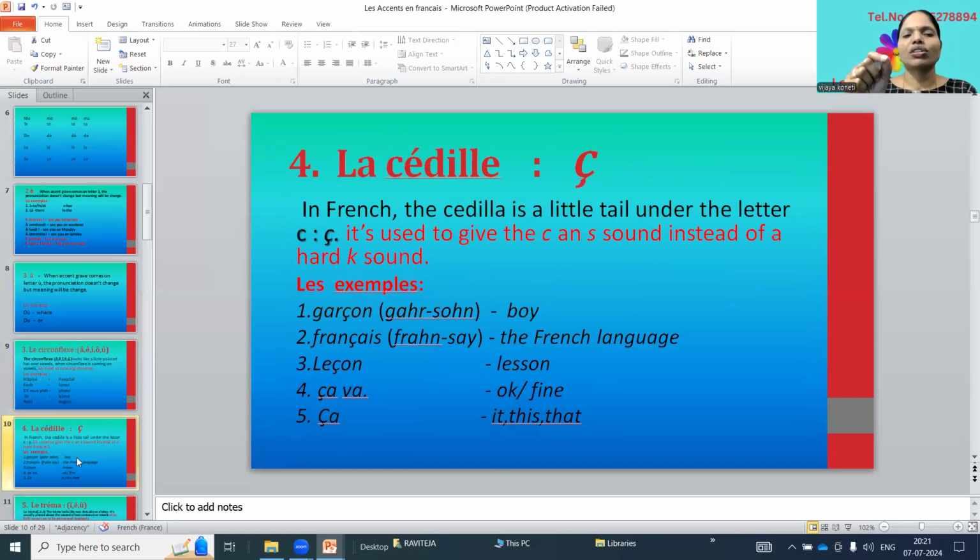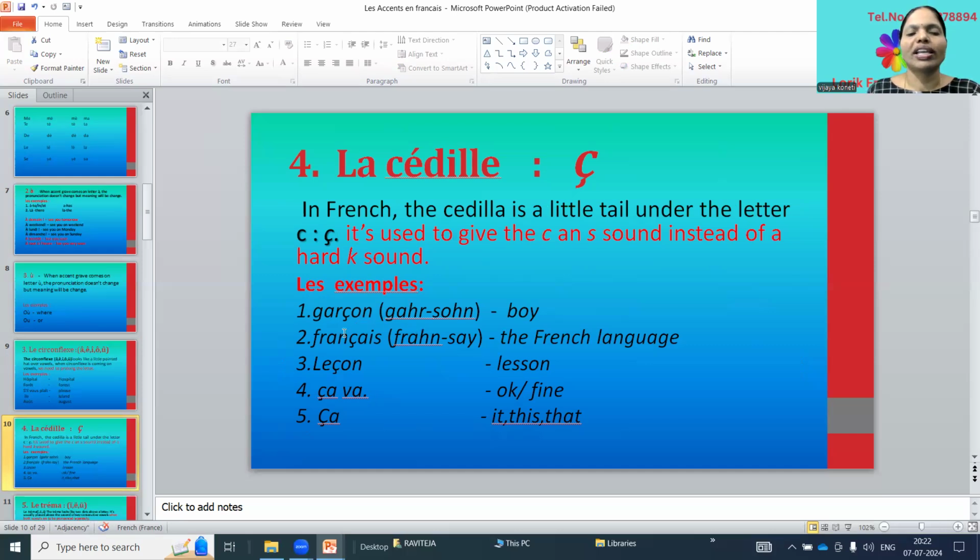The cédille comes only under the C. In French, the cédille is a little tail under the letter C. Whenever the cédille comes, the pronunciation changes: the K sound changes to an S sound. It is used to give the C an S sound instead of a hard K sound.